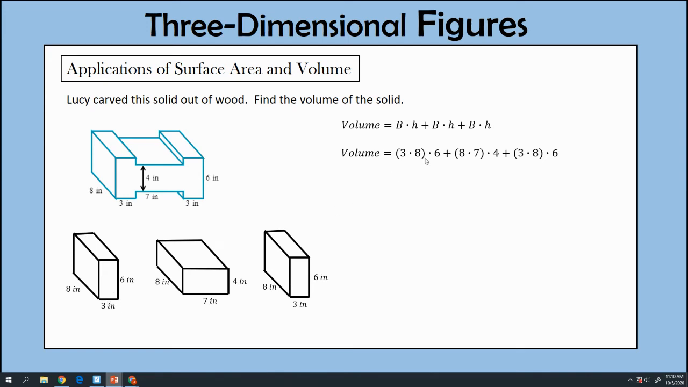Okay. So to find the volume of the first one, it's area of the base, 3 times 8 times the height, 6. The volume of the middle one is area of the base, 8 times 7 times the height of 4. And then my last one here, area of the base, 3 times 8 times the height of 6. Okay. Do these calculations individually. I get 144, 224, 144, and that adds up to 512 cubic inches for volume here. Okay. So the best way to do it is to break it into manageable parts that you can find the volumes of easily.